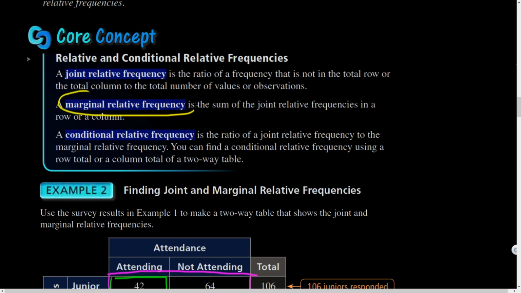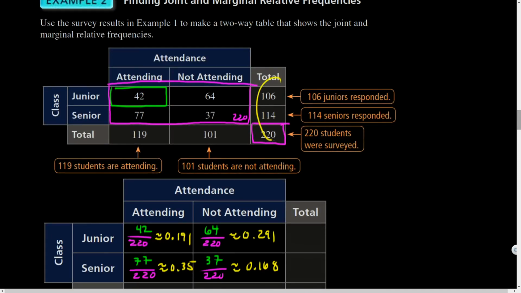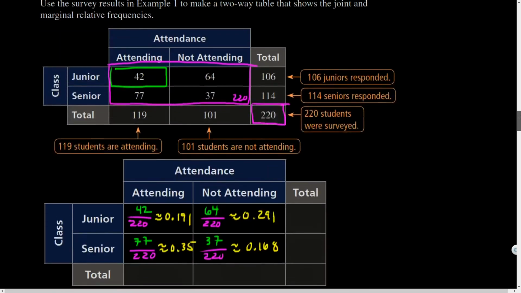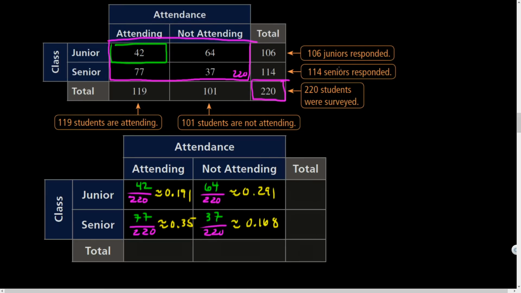The marginal relative frequency. Well, I already know what a marginal frequency is. That's my totals, the things in the margins, the things on the side. And so marginal relative frequency, there's a couple ways I could do it. I could actually just add the joint relative frequencies in a row or column. And that might be the easier way to do it. But I might define it both ways for us in a second here.